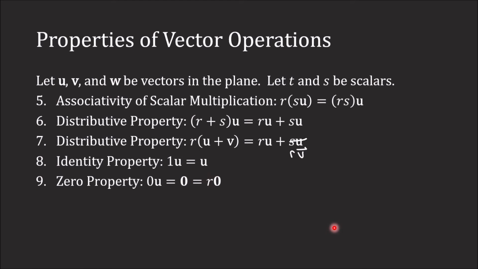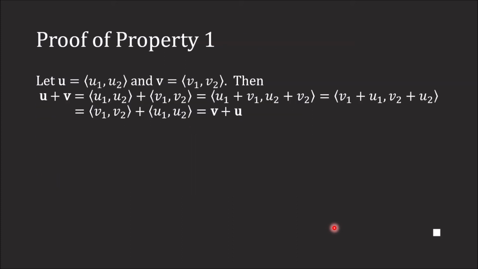So we're going to look at the proof of property 1. So let u be u1, u2, let v be v1, v2. And then u plus v, well, you get u1 comma u2 plus v1 comma v2. And this is equal to u1 plus v1 comma u2 plus v2 by definition of vector addition.